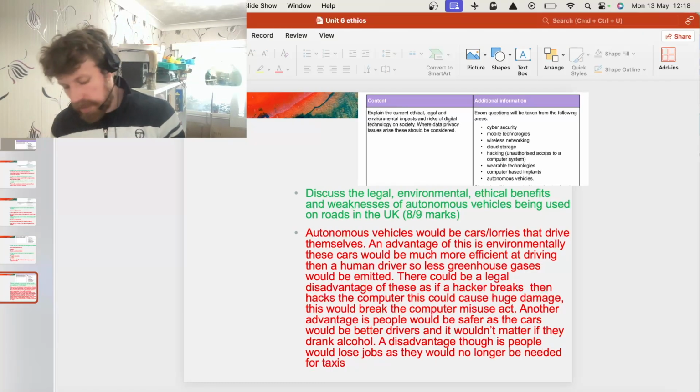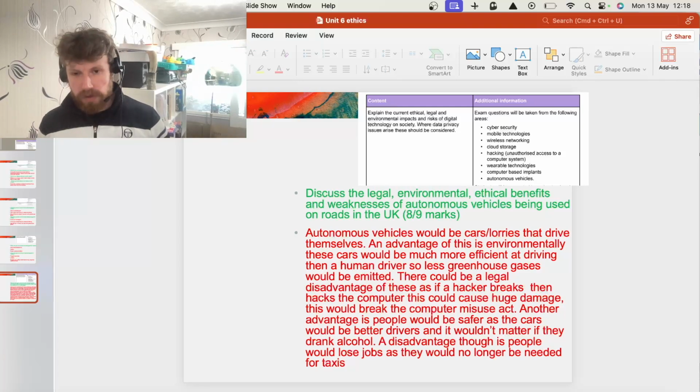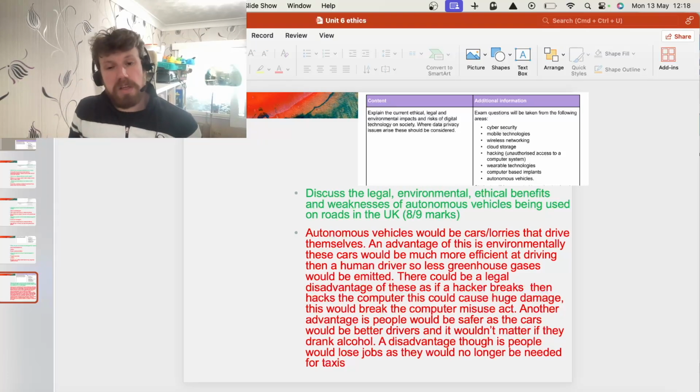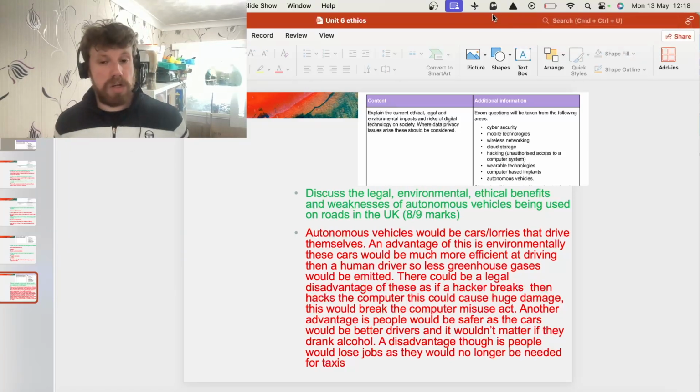Now, when I was examining this, we were told that what we had to do is make sure that the student had a flowing argument that covered multiple points. A minimum, you need to make 4 points. And I would say that you need to make 2 advantages and 2 disadvantages to have a chance at getting 8 marks. If you can make more, that's obviously going to be great, and that's going to make a case that you should be getting the top marks. But I think a minimum 2 advantages, 2 disadvantages.